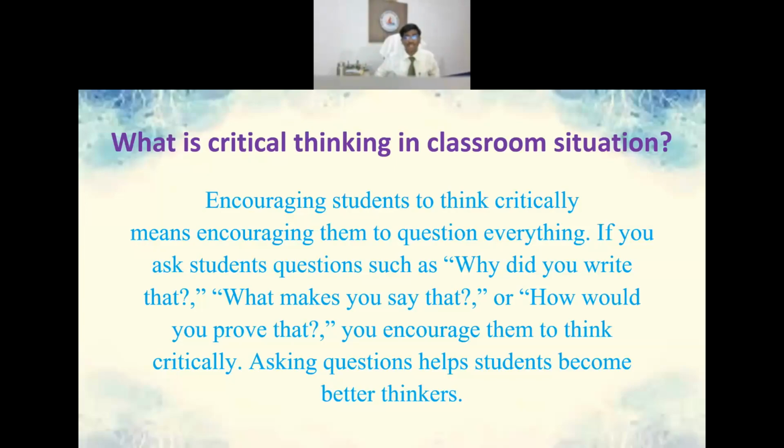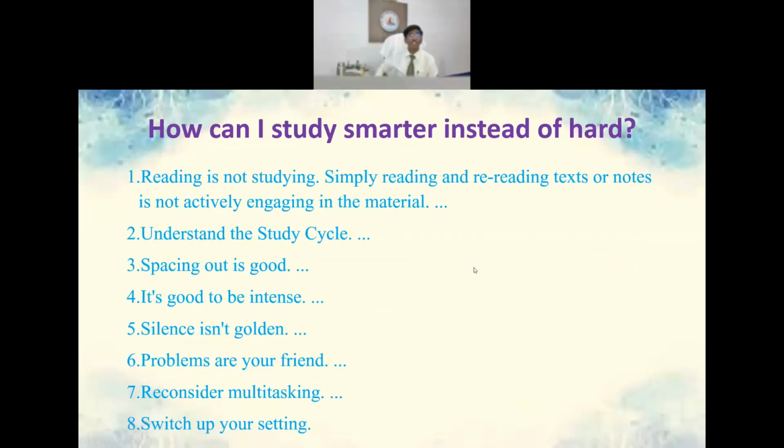Common, easy-to-answer questions should not be asked. Reading is not studying. Simply reading and rereading texts is not actively engaging with the material. So suppose we want better learning, smart learning. These are the 8 points that should be followed. Do not simply engage them to read.